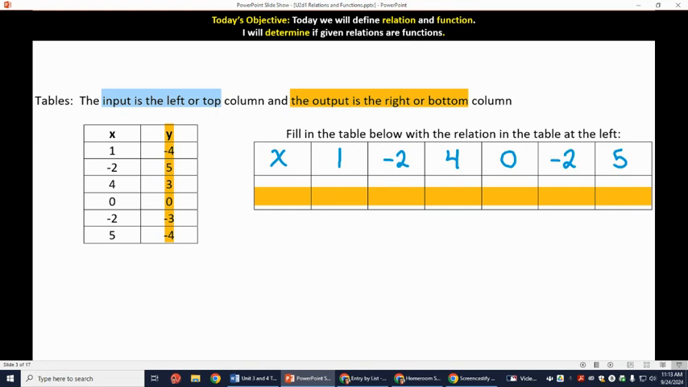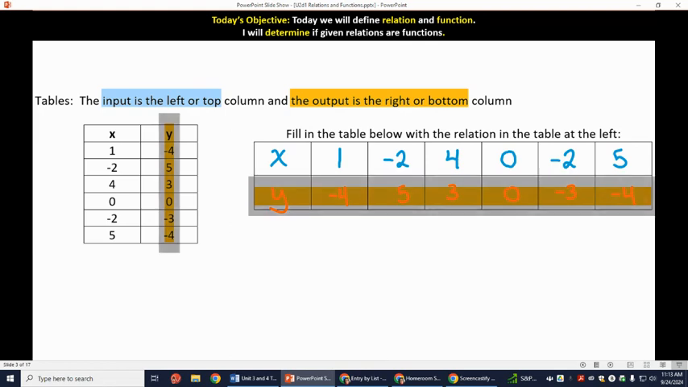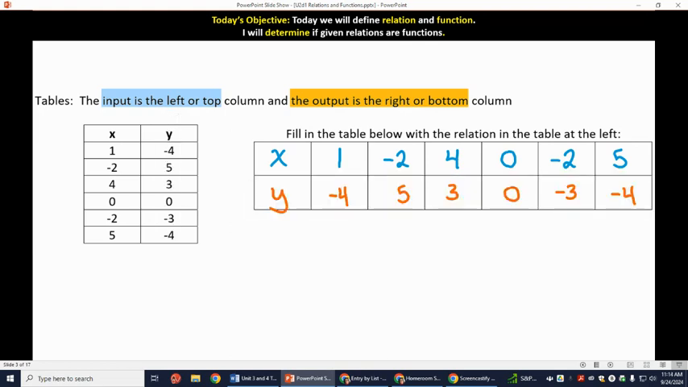So I'm going to transpose my y: -4, 5, 3, 0, -3, 4. And we do need to make sure that 1 is still matching up with the -4. And the -2 is still next to the 5. The 4 is still next to the 3. The 0 is still next to the 0. The -2 is still next to the -3. And the 5 is still next to the -4. We can't rearrange the order. Okay? So those are the same table. They just look different, just the way they're built.